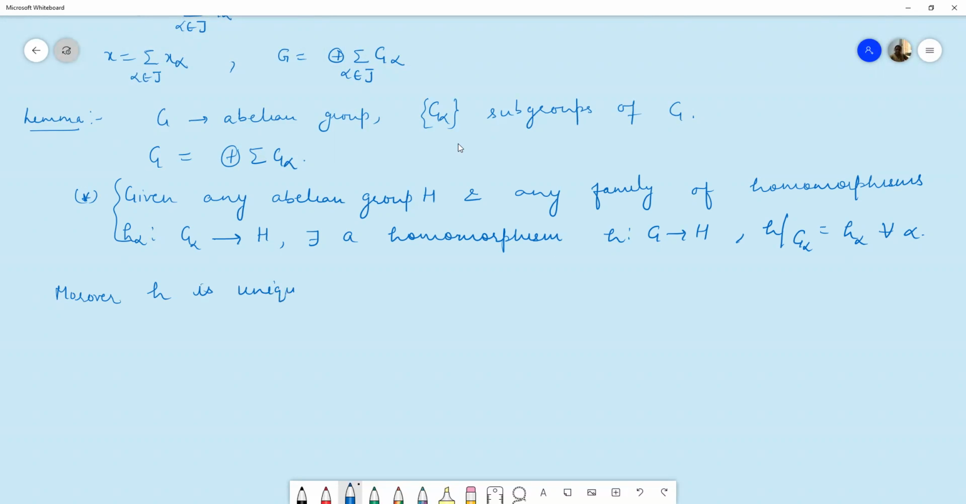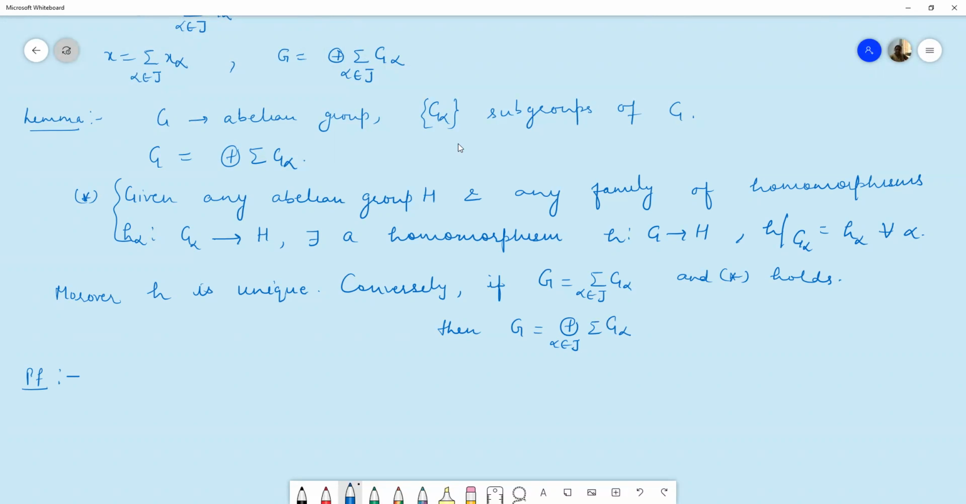And the converse of the theorem is also true. In which sense is the converse true? Conversely, if the G alphas generate G, that means G is the sum of the G alphas, and the extension condition star holds, then G is actually a direct sum. So let us prove the lemma.